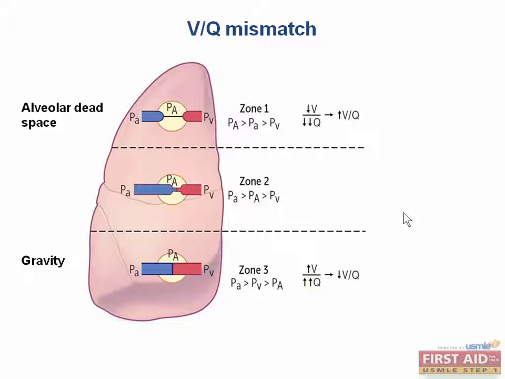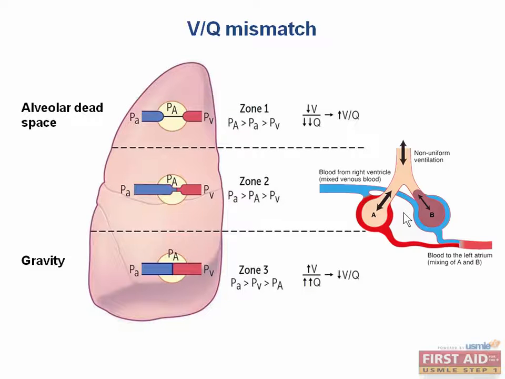A VQ of 0 represents a complete shunt, in which there is perfusion but no ventilation. So what are some examples of this? Well, you'll see this shunt with status asthmaticus and airway obstruction, like in mucus plugging in cystic fibrosis patients. And in these cases, increasing the fraction of inhaled oxygen does not really improve arterial PO2 because that oxygen will never actually reach the capillaries.